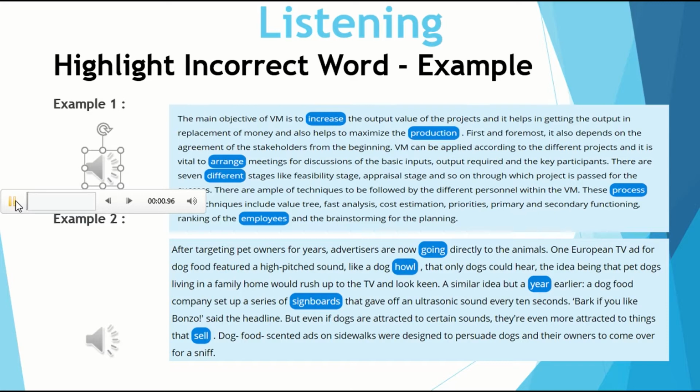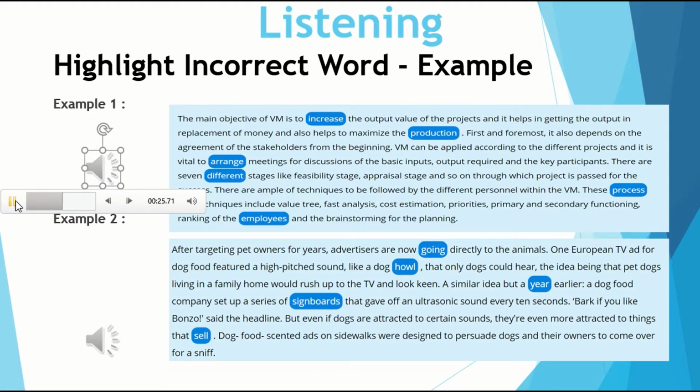The main objective of VM is to enhance the output value of the projects, and it helps in getting the output and replacement of money, and also helps to maximize the productivity. First and foremost, it also depends on the agreement of the stakeholders from the beginning. VM can be applied according to the different projects, and it is vital to organize meetings for discussions of the basic inputs, output required in the key participants.